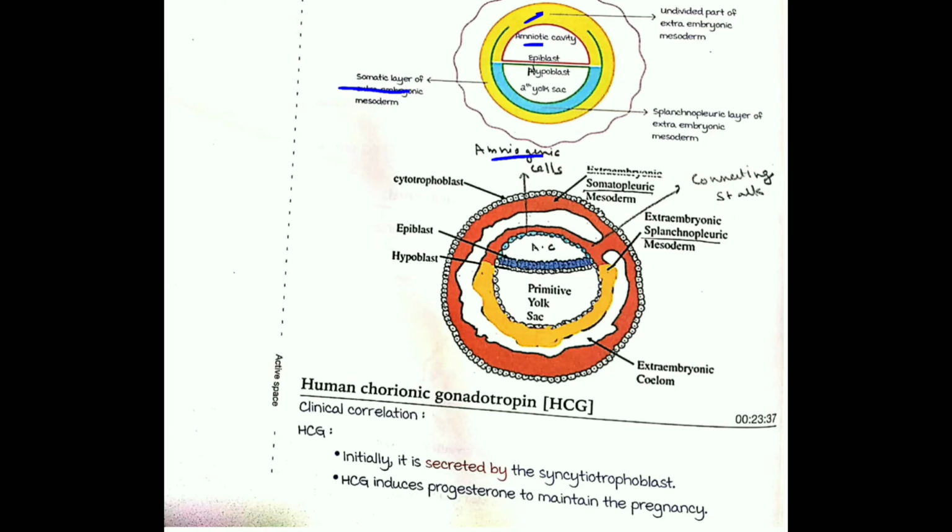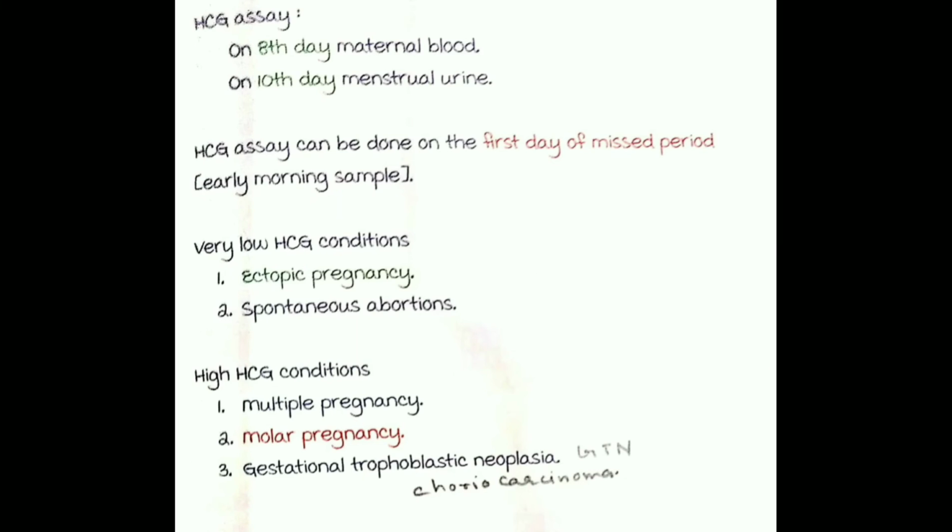So now in the applied part, we talk about the hCG hormone. I mentioned hCG in the previous video. hCG is secreted by which layer of trophoblast? By the syncytial trophoblast. hCG basically induces the hormone progesterone, and progesterone helps in maintaining the pregnancy. So the question arises of when we can find out the level of hCG. On the 8th day, hCG can be measured in maternal blood, whereas on the 10th day, the hCG can be measured in maternal urine.